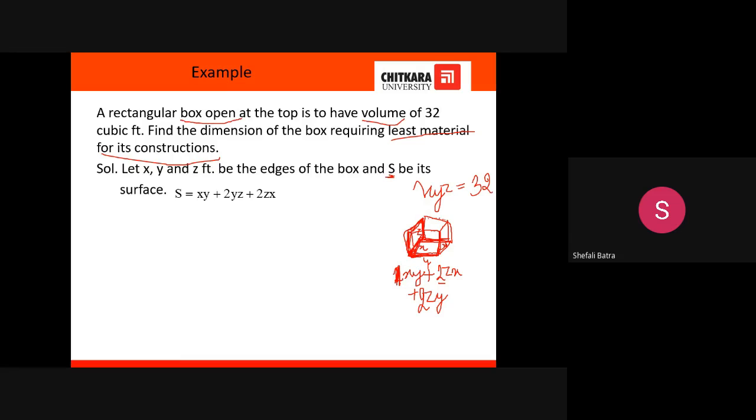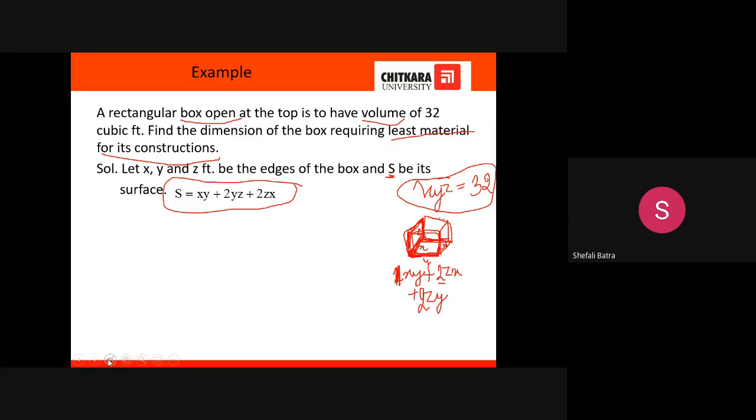Similarly, this is your front wall, right? This is your y and this is your z. So the area of this rectangle would be y into z. Front plus back, that would be twice of zy. Is it clear or not? If these two conditions, how I'm writing this, it is clear, then only we will proceed further. Yes or no, it is clear or not? Yes, ma'am, it's clear. Okay.